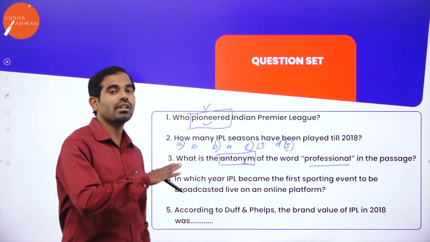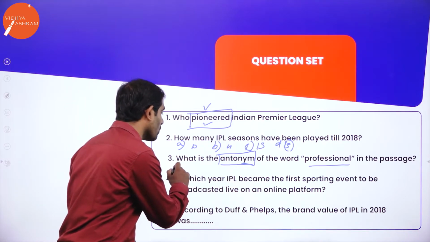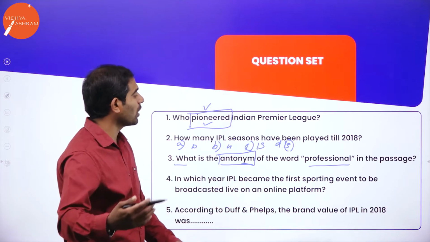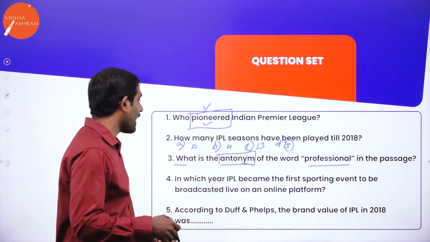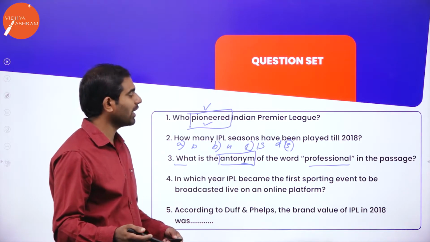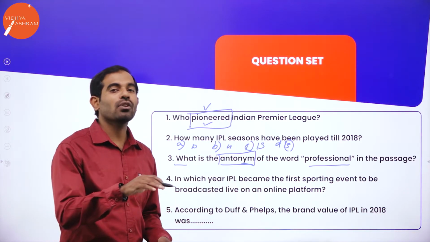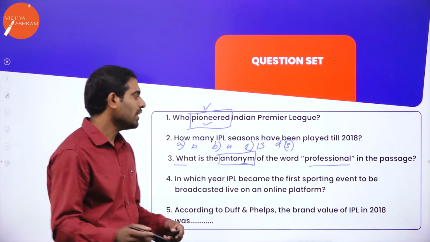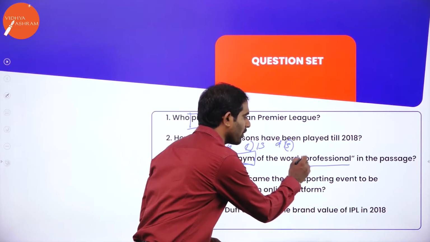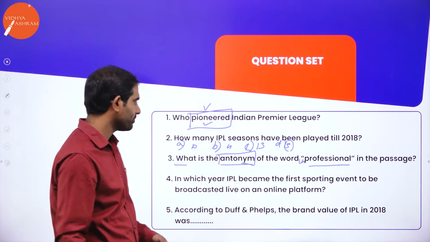So, be clear and be precise while answering the question. You need not answer everything in the sentence. What is the antonym of the word professional in the passage? You may not write, antonym of the word professional is unprofessional. You don't have to write the entire sentence. If you can just write unprofessional, it is more than enough.